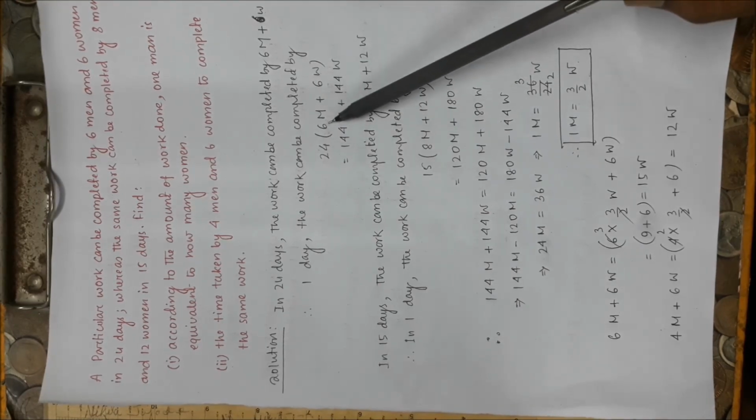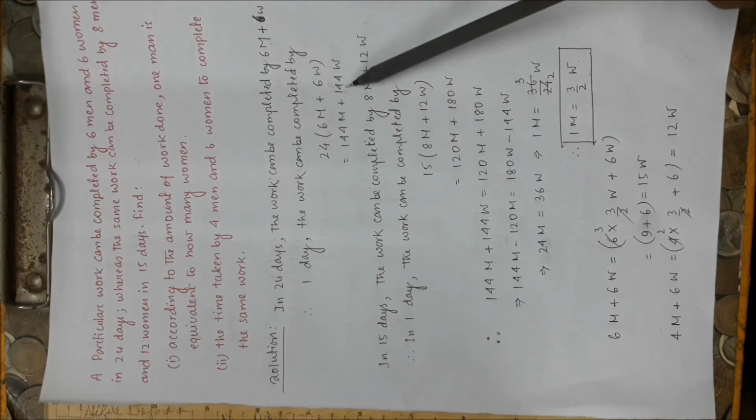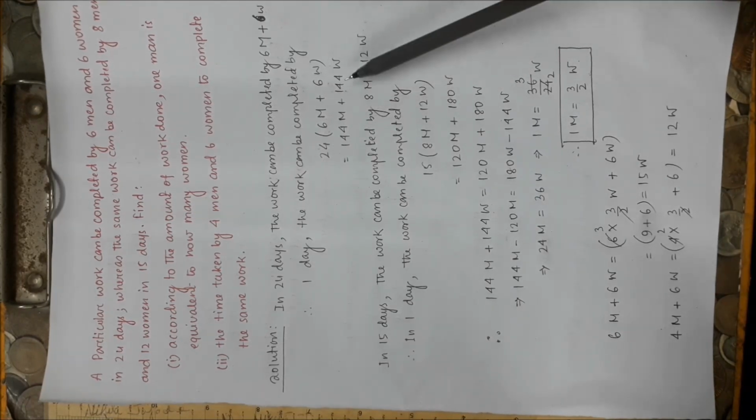So the first thing we start with: in 24 days the work can be completed by 6 men plus 6 women. So in 1 day we require more men and women, so we multiply 24 into 6 men plus 6 women, which equals 24 into 6, 144 men plus 24 into 6, 144 women. That means in 1 day, if you want to complete the work, we need to employ 144 men plus 144 women.